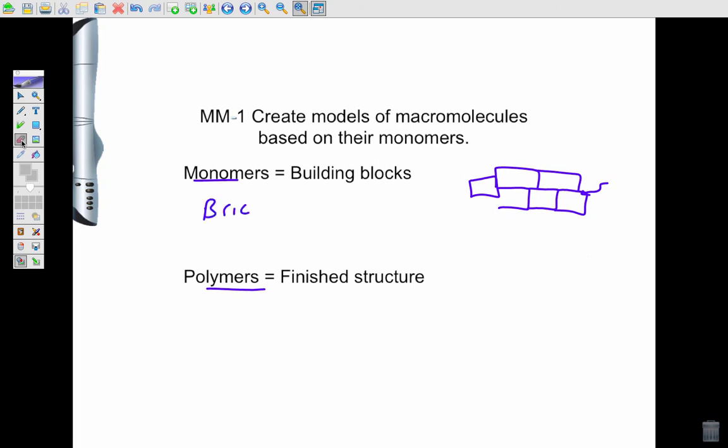So, like I said, a brick would be the monomer in this analogy, and the brick wall is the polymer. To use an actual macromolecule, amino acids are the monomer, and the protein is the polymer.